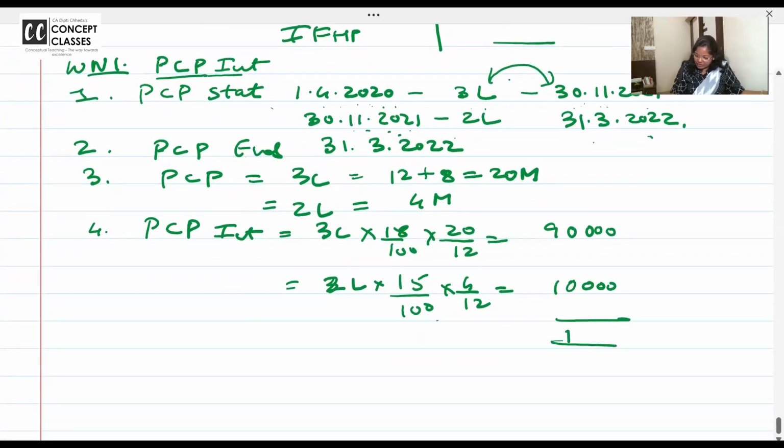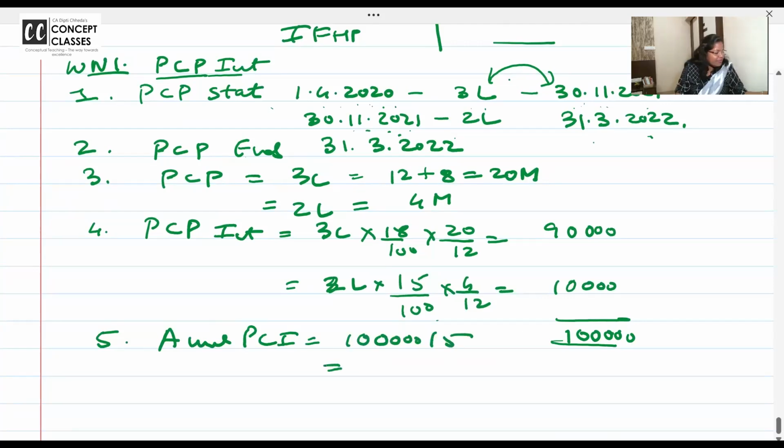So pre-construction interest is 1 lakh, and annual pre-construction interest is 1 lakh divided by 5, that's 20,000. And the current year's interest will of course come on the second loan, 30,000. The 2 lakh one is still pending, isn't it?